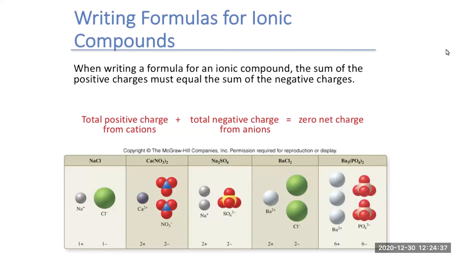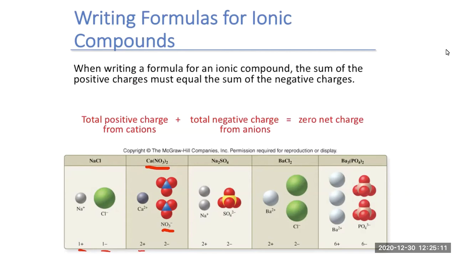So now let's look at a few more examples. If we look at sodium chloride, sodium forms a +1 charge, and chlorine forms the -1 charge. +1, -1, they cancel out, so it's 1 and 1. And then we look at calcium nitrate. Calcium forms a +2. Here, each nitrate forms a -1 charge. So that's how we know we need 2 nitrates to cancel out that +2 charge.